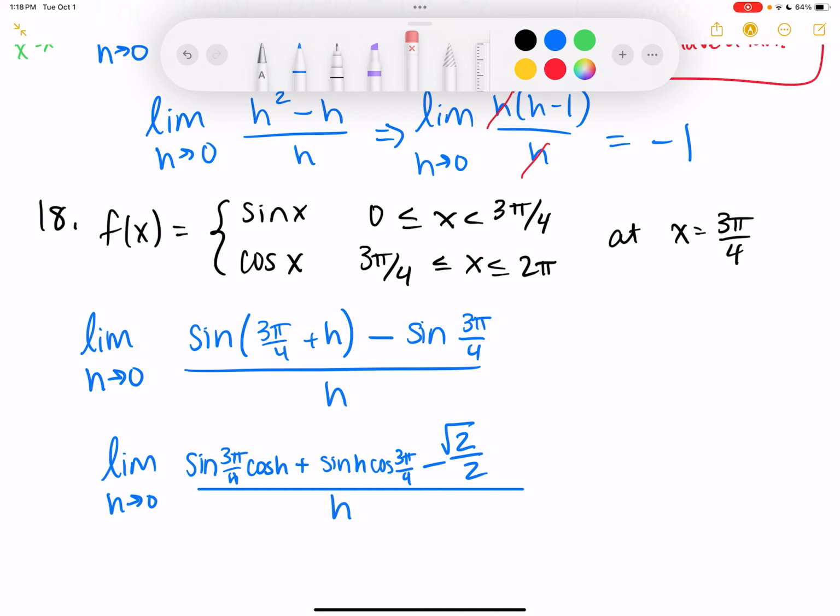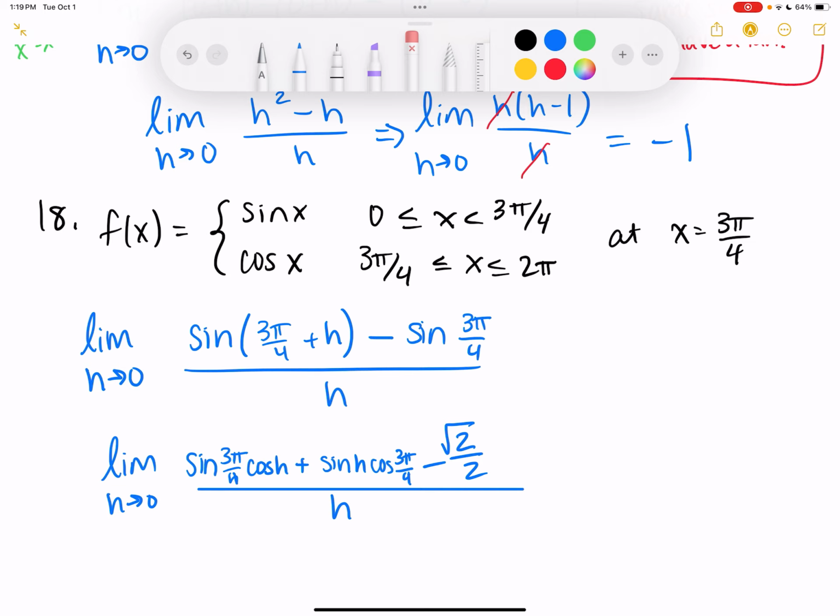Oh yeah, they both have different things. There's a discontinuity. The sine of 3 pi over 4 we said is root 2 over 2. What's the cosine of 3 pi over 4? Negative root 2 over 2. So there's a discontinuity there. We didn't even need to do it this way.